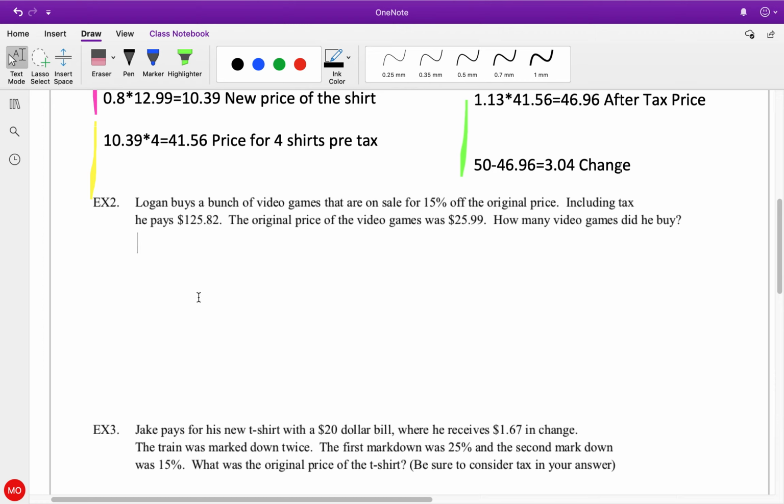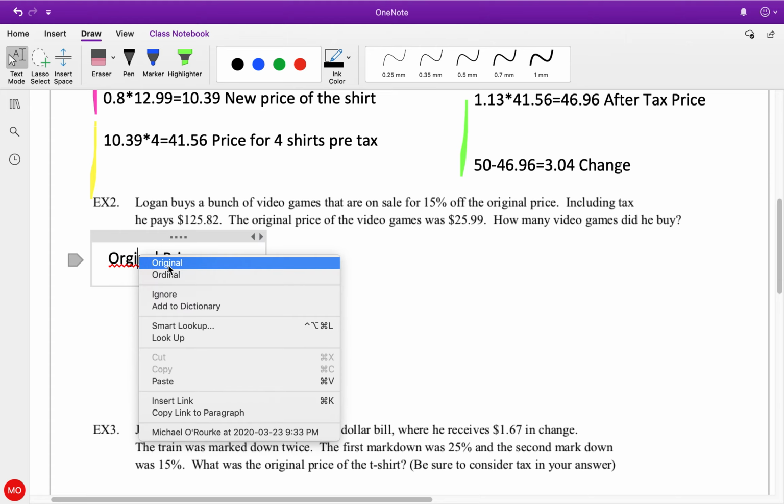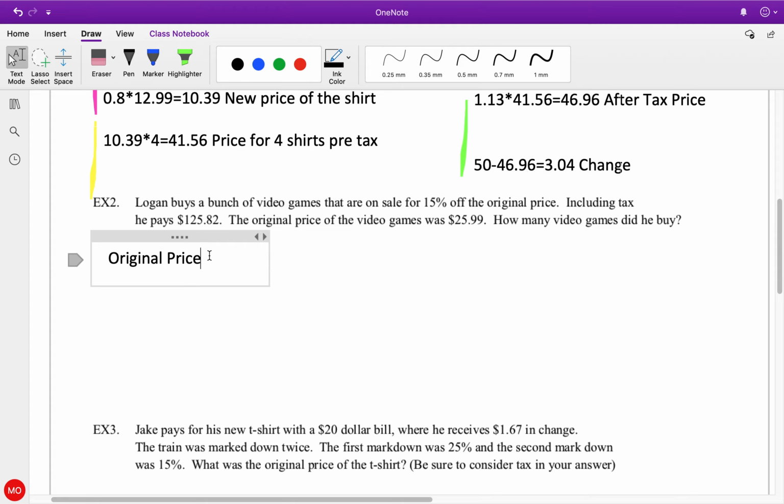So we know, if we think about this, before anything happened, we had the original price. Then there was a discount. Then there was a tax, and all that equals the final total. Okay. This is actually going to be pretty easy.